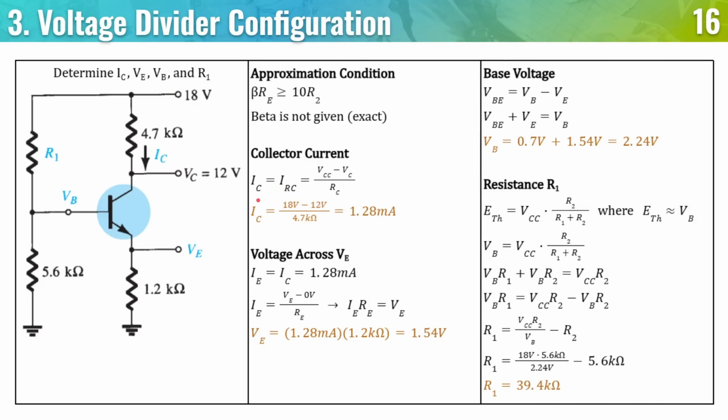So the collector current is the first one we solve because it is the most convenient. We already have voltages on two sides and we already have a resistor in the middle. So solving this will give us more information. So 18 minus 12 over 4.7 kilo ohms is going to give us 1.28 milliamps.